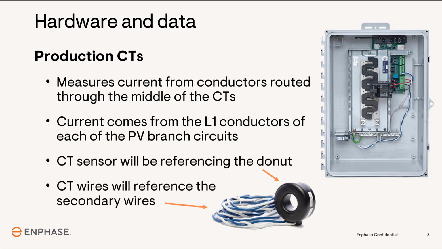For this training, the production CT sensor will be referring to the black circular donut, and the CT wires will be referencing the secondary wires attached to the CT sensor. It's also important to remember that the CT wires for the production CT should never be cut or extended. This will void the ANSI compliance certification.